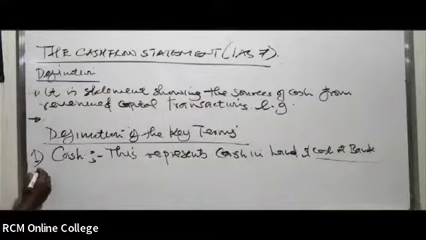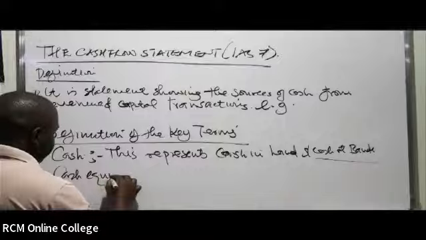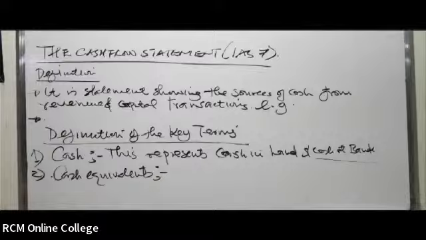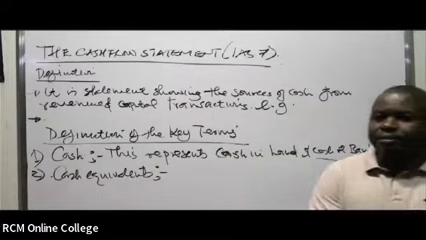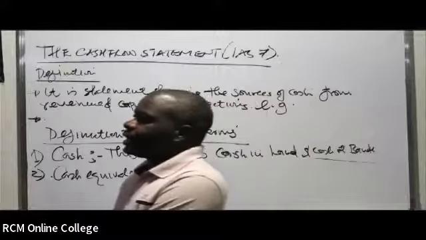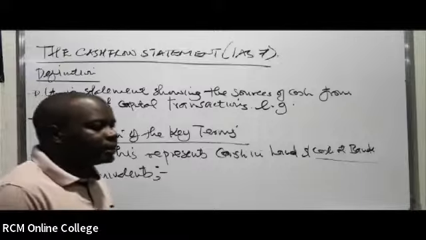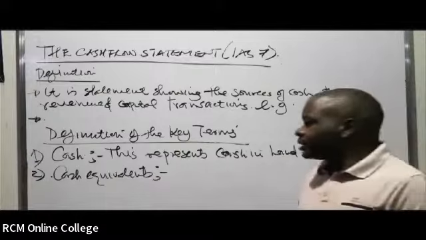Number two, a term that is very key, you can write cash equivalents. We normally talk about cash equivalents. Sometimes within the business we could be having assets that represent cash. They're not real cash, but you can easily convert them into cash. For example, if you put your money under a fixed deposit account, you can easily convert it into cash at the bank because you tell the bank you want to draw out of the fixed deposit account. So those are cash equivalents.